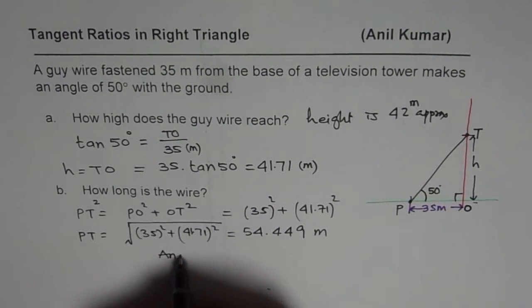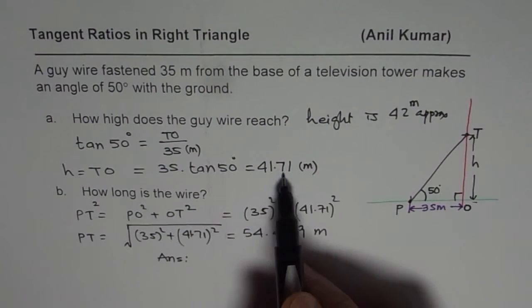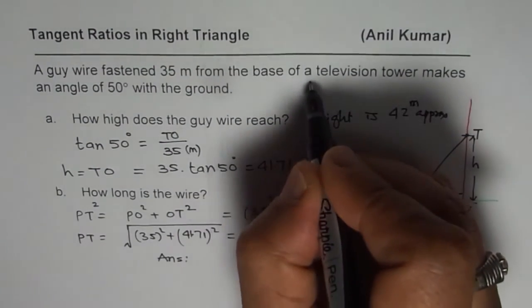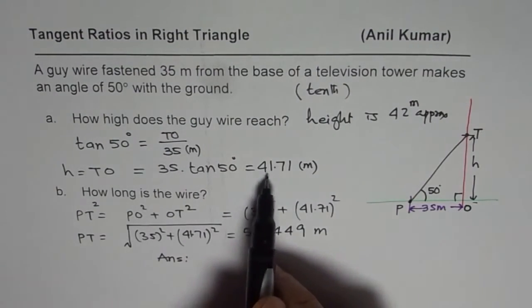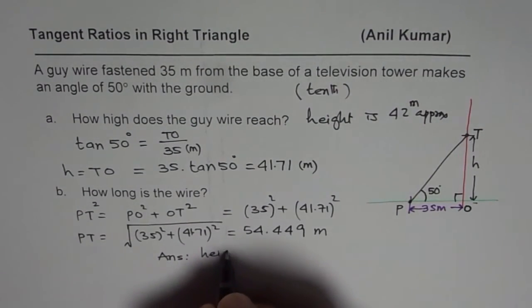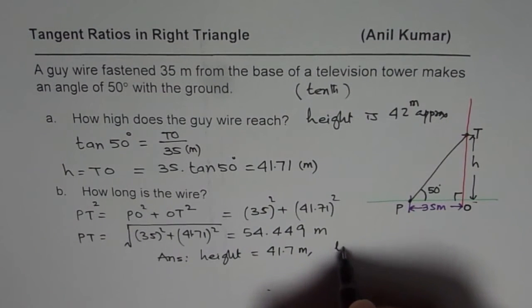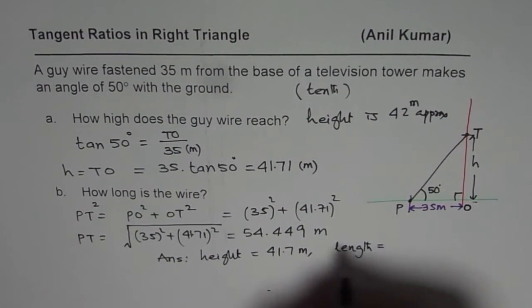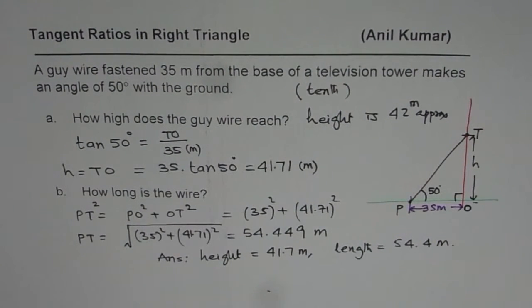Now let us write our answer, assuming that we are rounding each number to one decimal place, right? So we'll round to the tenth. So rounding to the tenth, we know height is equal to 41.7 meters and length is equal to 54.4 meters. Okay, so that is how we can solve this question. I hope that helps. Thank you and all the best.